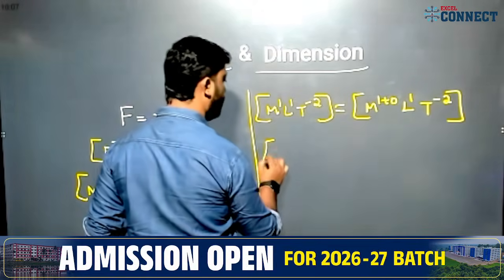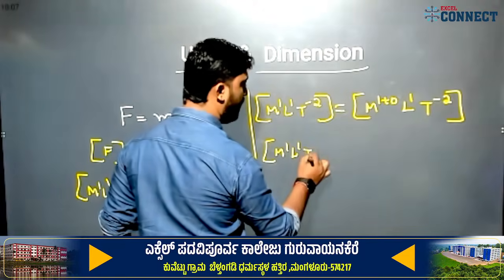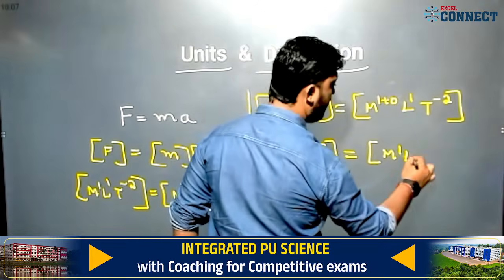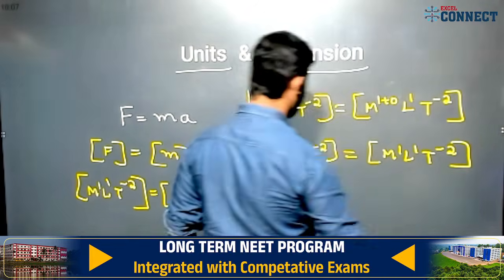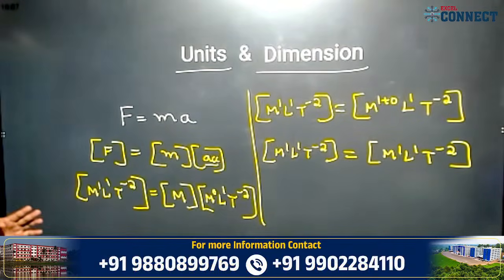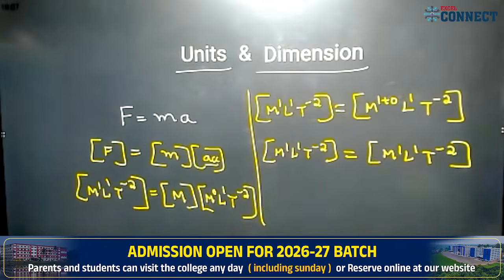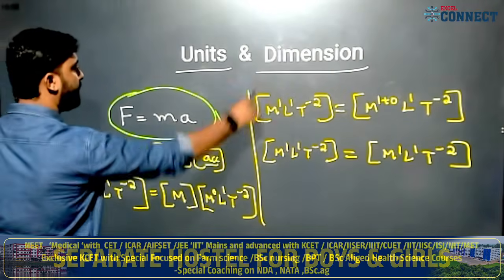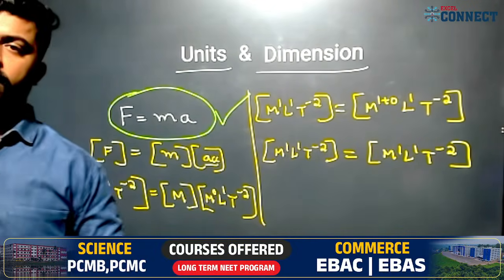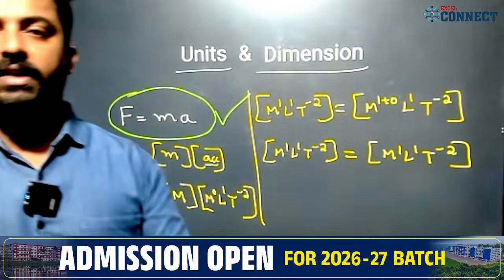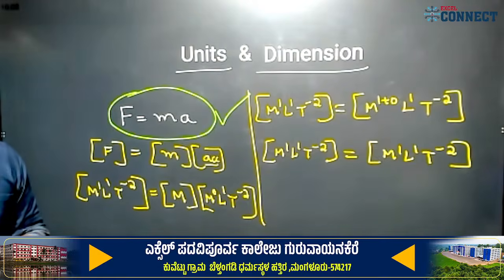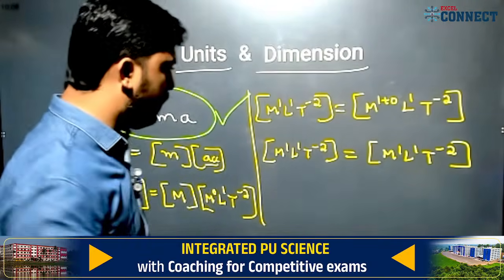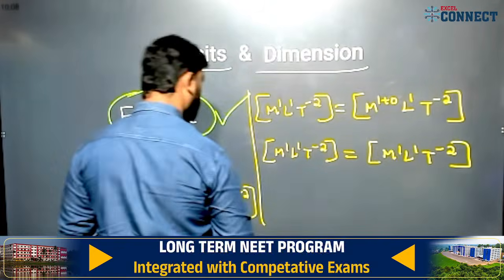So M1 L1 T minus 2 is equal to M1 L1 T minus 2. The terms on the left side and right side are equal, so the formula is dimensionally correct. Simple thing: write the dimension on the left side and on the right side. If they are equal, then we can say the formula is correct. We will try another formula.